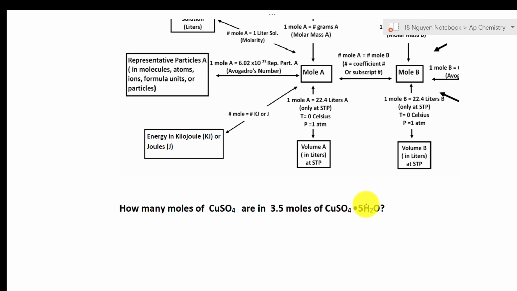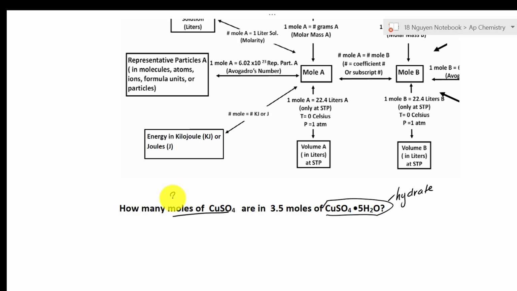Now let's try another problem that deals with hydrate. In this case, again, this is a hydrate. And how do we know that this is a hydrate? Well, it has an ionic compound surrounded by a fixed number of water molecules. But in this case, I'm not going to look at water. I'm looking at the ionic compound part. So let's see how this is going to be different, okay?